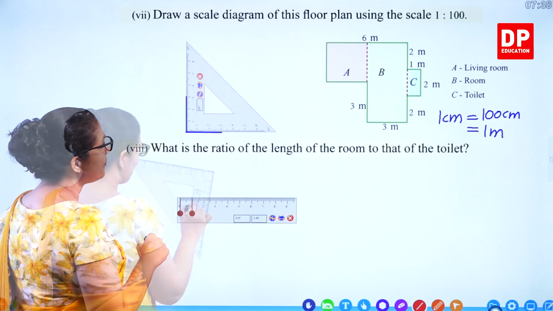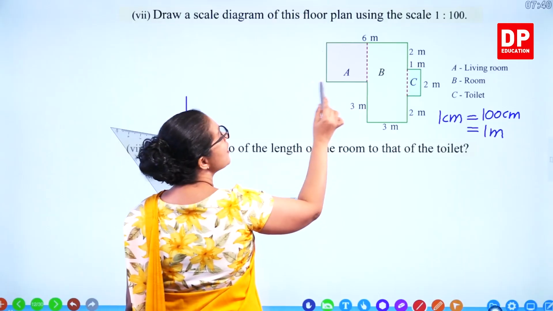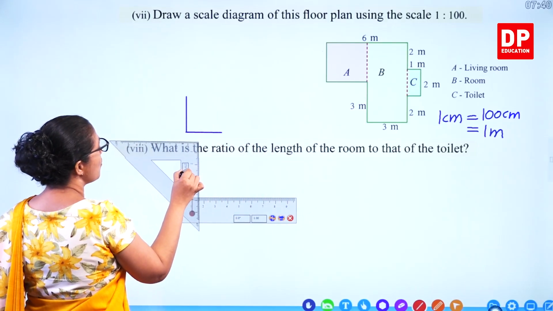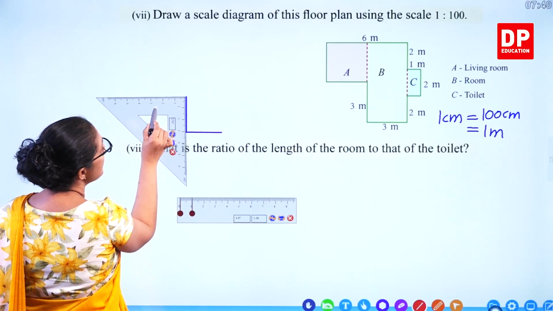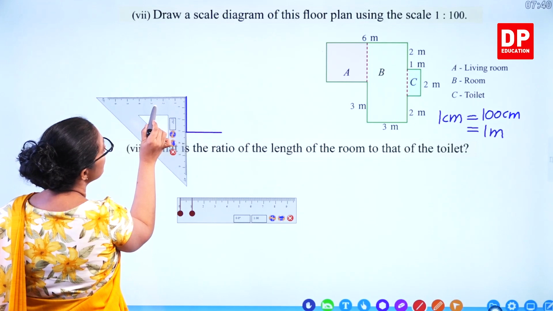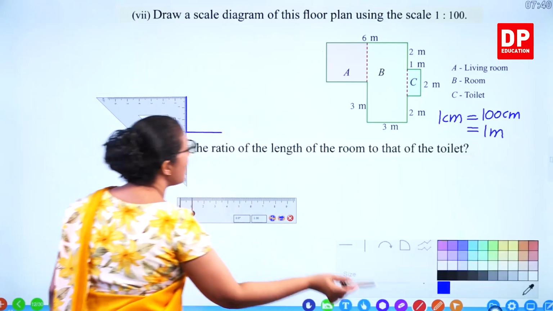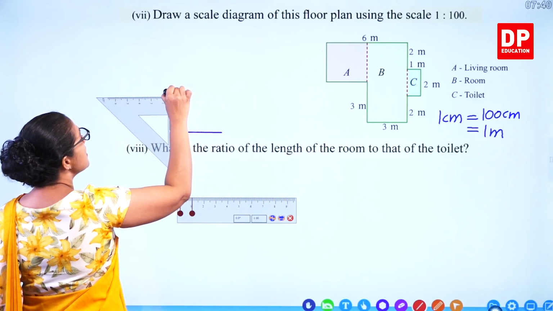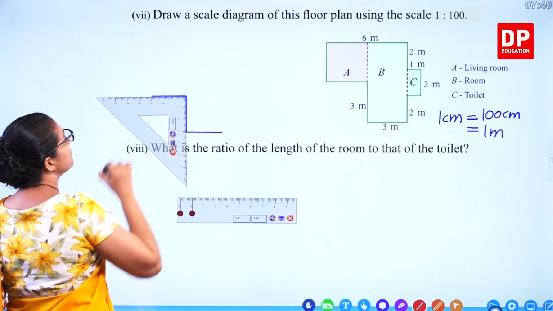Now we need to draw a perpendicular line here. So again we can use the set square. What we can do, you can keep it here, then you get a 90-degree angle. Now again you can draw the line. So what's the length here? 3 meters means 3 centimeters up to here.